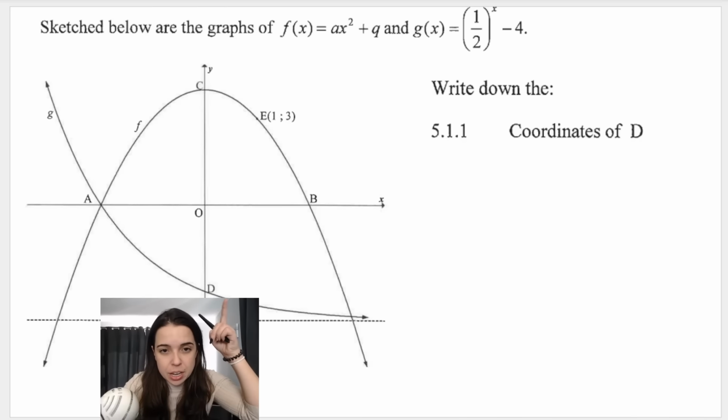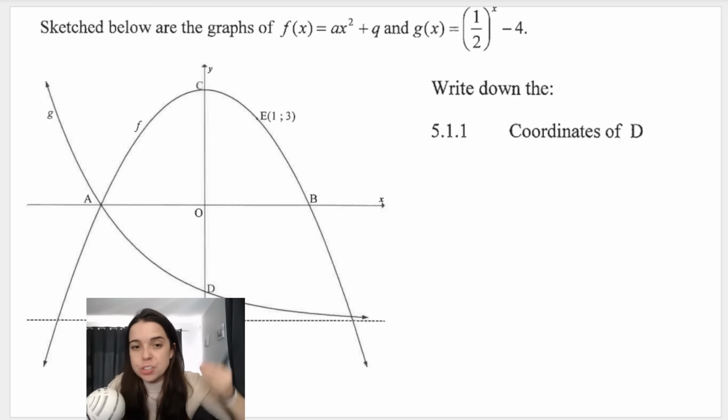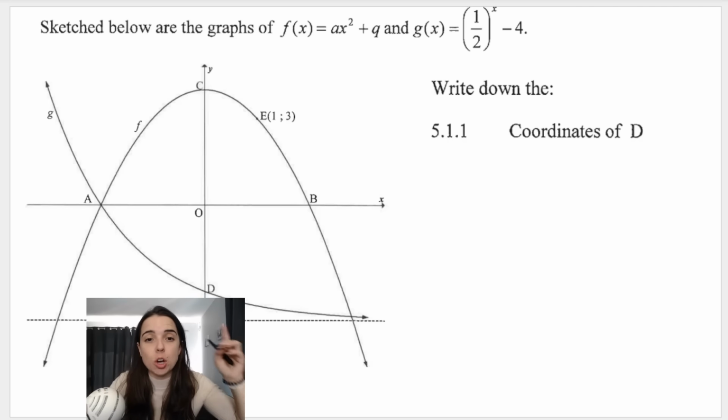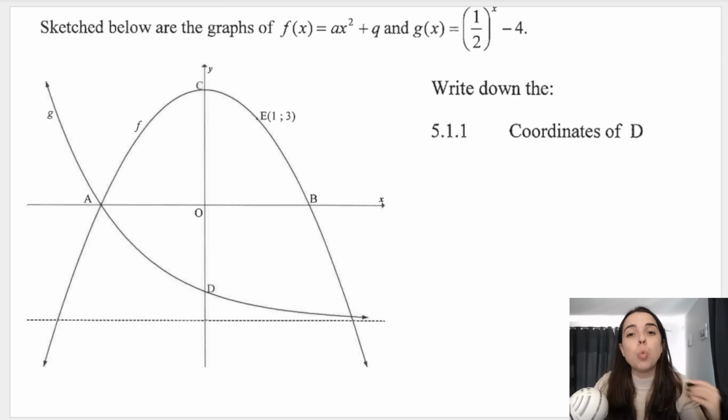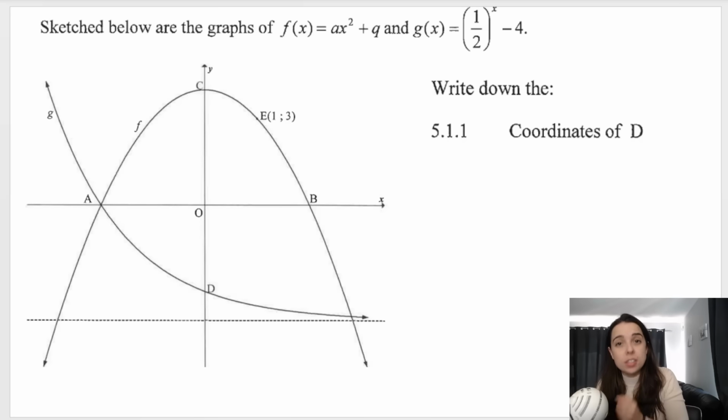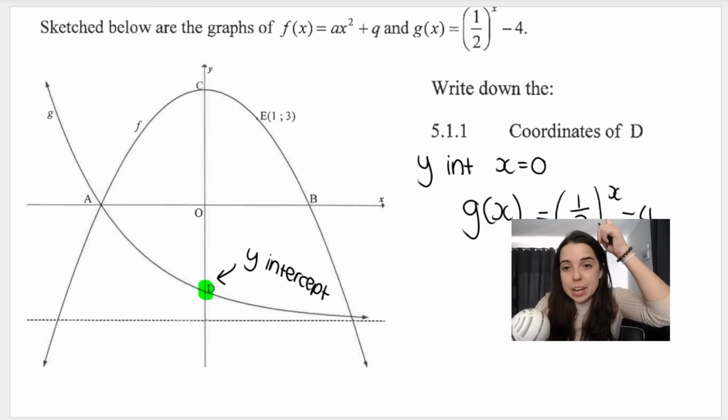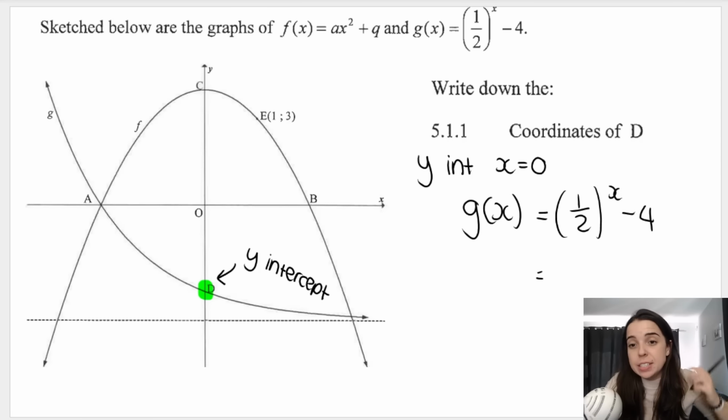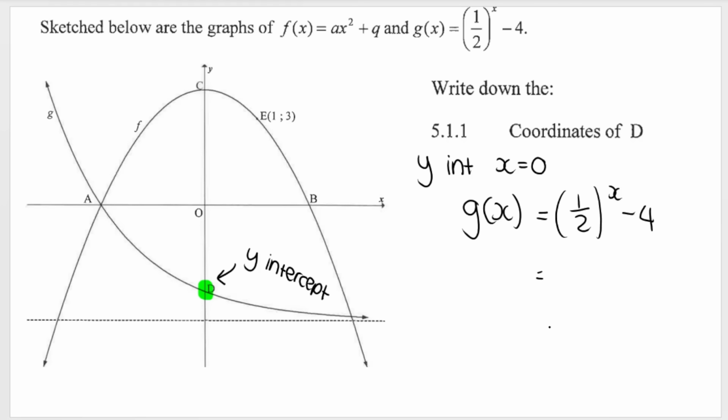Now D is over here. As you can see, and they do mention this in the little paragraph before the sum, D is the y-intercept of g of x. So D is the y-intercept of the exponential graph. And in order to find the y-intercept, we make x equal 0. So in the place of x over here, I will be putting 0. So this is how we do it. We go a half to the power of 0 minus 4. You should know that anything to the power of 0 is 1. So we've got 1 minus 4, and that is -3.